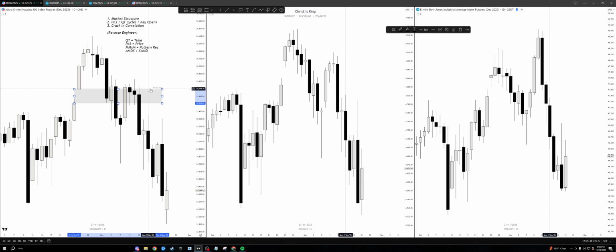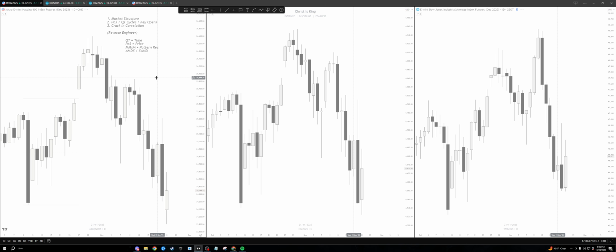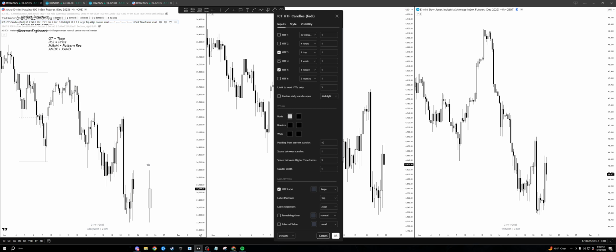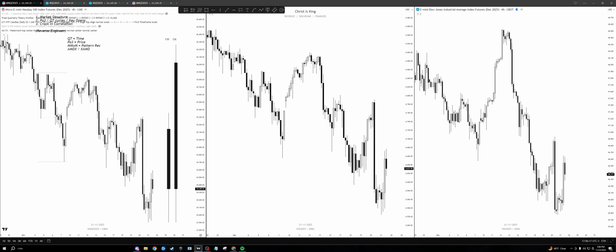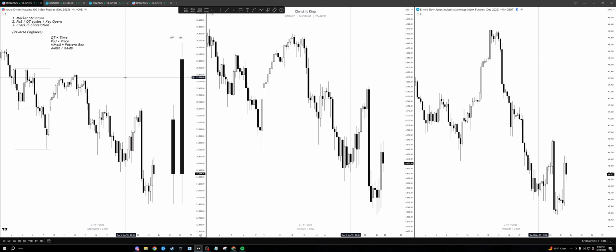Now, understanding that we have bearish market structure, how do we identify it with power of 3, quarterly theory, and key opens? Well, let's reference to this. What I'm going to do is pull up my ICT candles and my key opens. So let's do this. We're going to go to the 4-hour time frame. Let me pull up my ICT candles. Where they at? There we go. So what are we looking for in price?